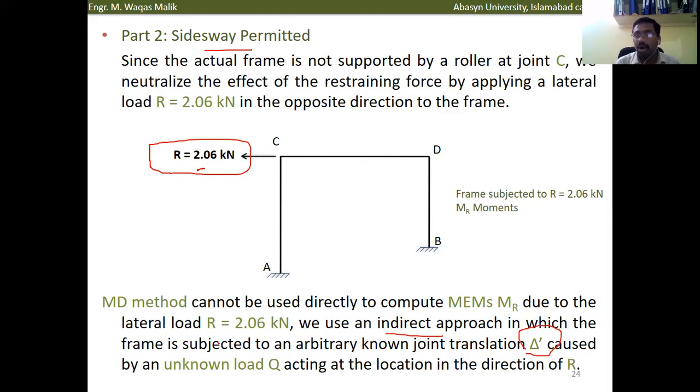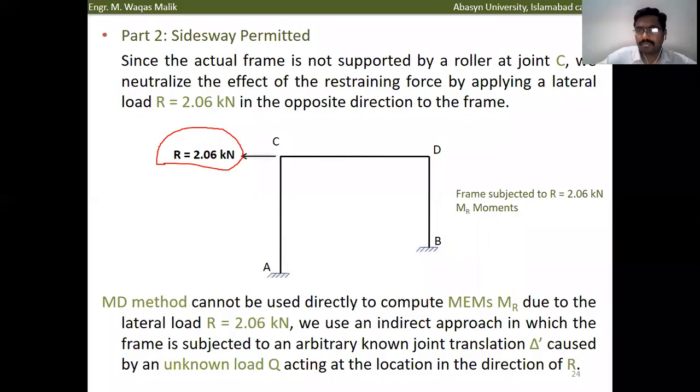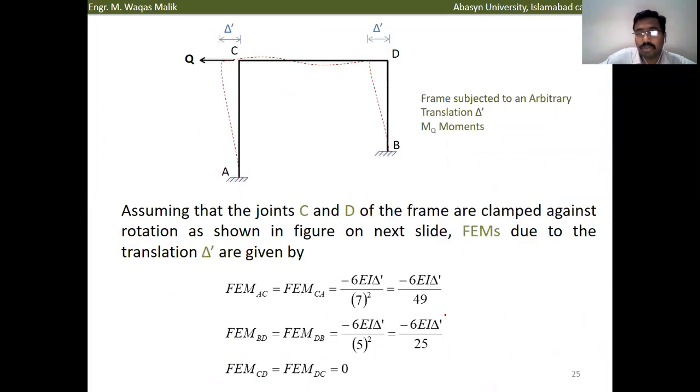is basically caused due to an unknown load Q in the direction of this reaction. So when we apply this unknown load Q in the direction of R, it is going to cause a translational movement called delta prime, due to which it is going to induce the fixed end moments in the frame. And the fixed end moments for this particular case will be the same as those induced due to the sway of the frames or the support settlement of the frames.